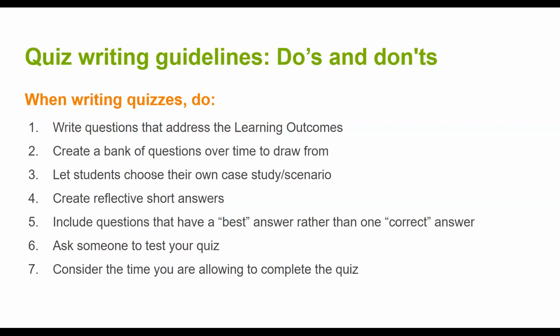Also let students choose their own cases or scenarios or case study, as was in one of the examples you heard earlier. This is a good option to include when you write quizzes. And then create reflective thought answer questions. This will help you to include more complex questions in your quiz where students can explain their thinking a bit more. It does require manual marking, or if you create rubrics, it will make it a bit quicker. But it's good to add those kinds of questions into your quizzes.